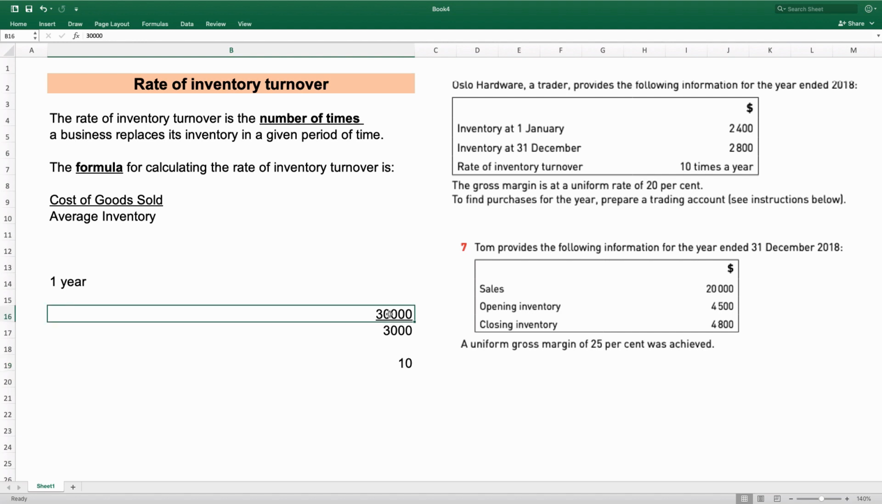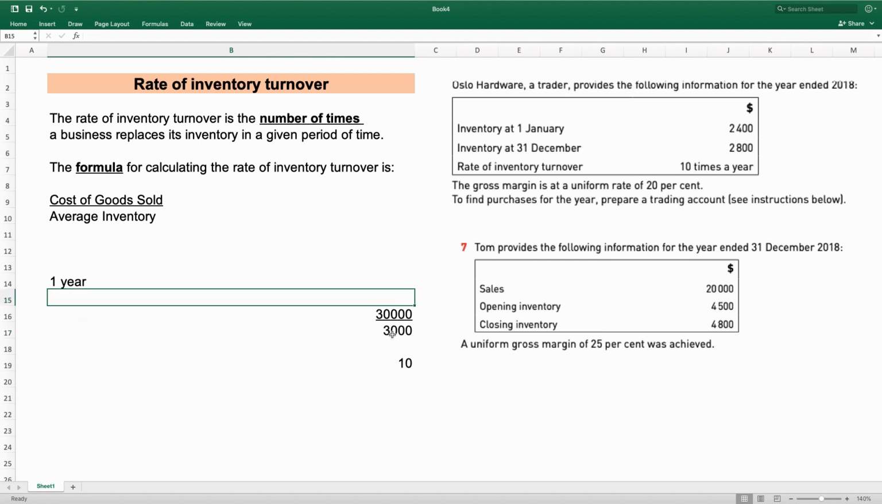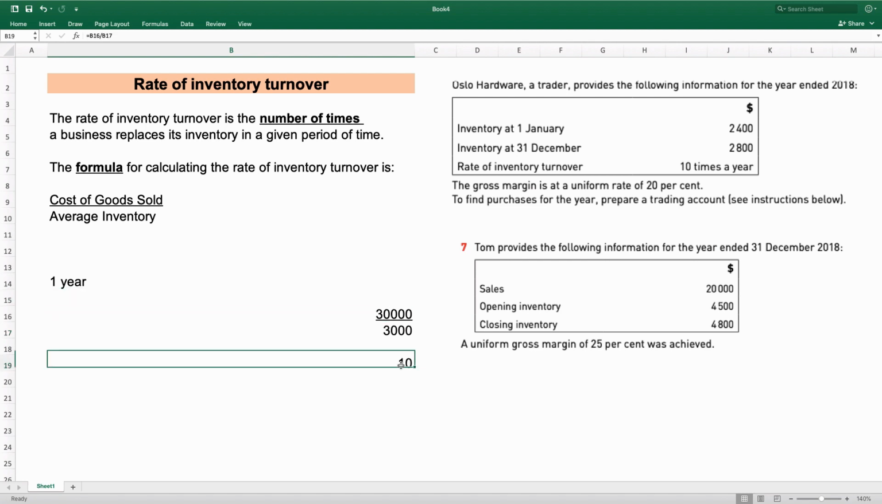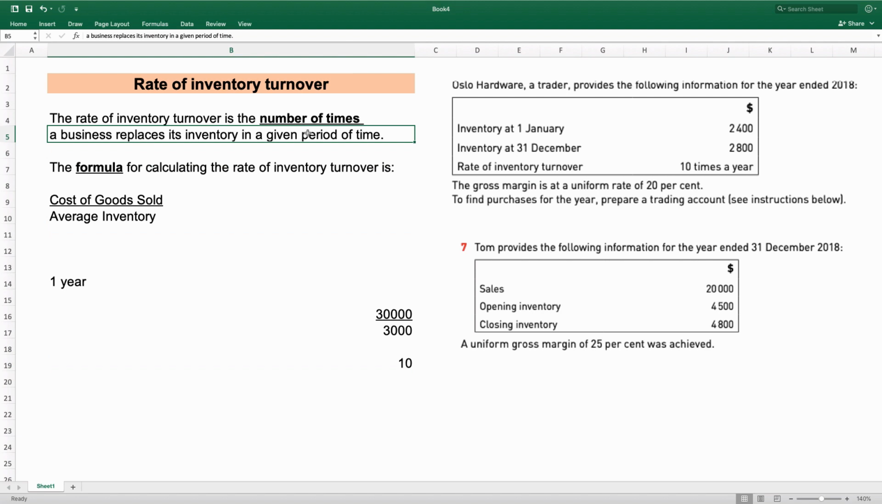What is the cost of goods sold? 30,000. And this is the average inventory every time I am keeping in the business. So to make this cost of goods sold, by maintaining this much inventory, I have to go 10 times. So it means the number of times a business replaces its inventory in a given period of time. Understood?